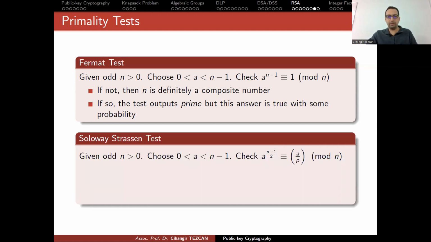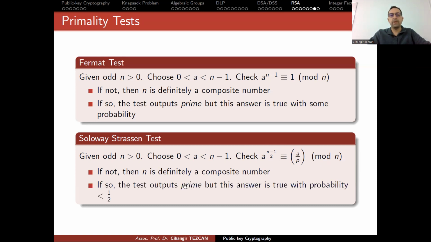In order to modify it, we can use Euler's theorem instead of Fermat's. Recall that in Euler's theorem, the idea was to check if a to the (n minus 1)/2 modulo n equals the Legendre symbol. Here there is a typo, this should be n modulo n. If it doesn't work, then again we say that this is a composite number. But if it works, the algorithm will say it is prime, but this answer will be true with probability less than 1 over 2. So you can either use Fermat's theorem or Euler's theorem, or combine both and do some tricks.